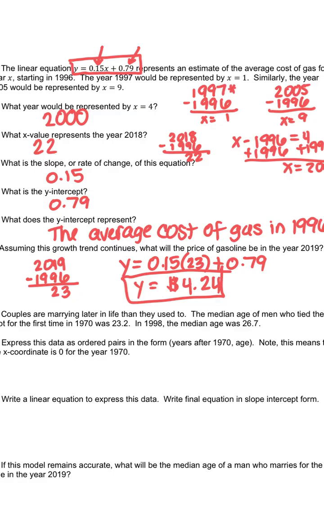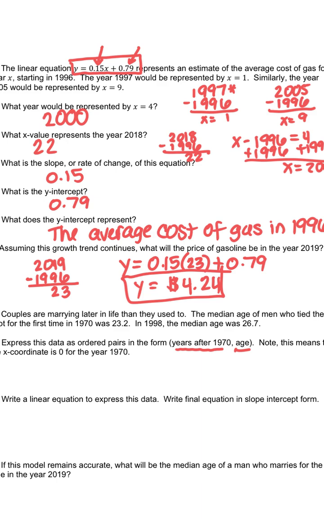Number 7, couples are marrying later in life than they used to. The median age of men who tied the knot for the first time in 1970 was 23.2. In 1998, the median age was 26.7. Express this data as ordered pairs in the form of parentheses, years after 1970, and then the age. Note, this means that the x-coordinate is 0 for the year 1970.